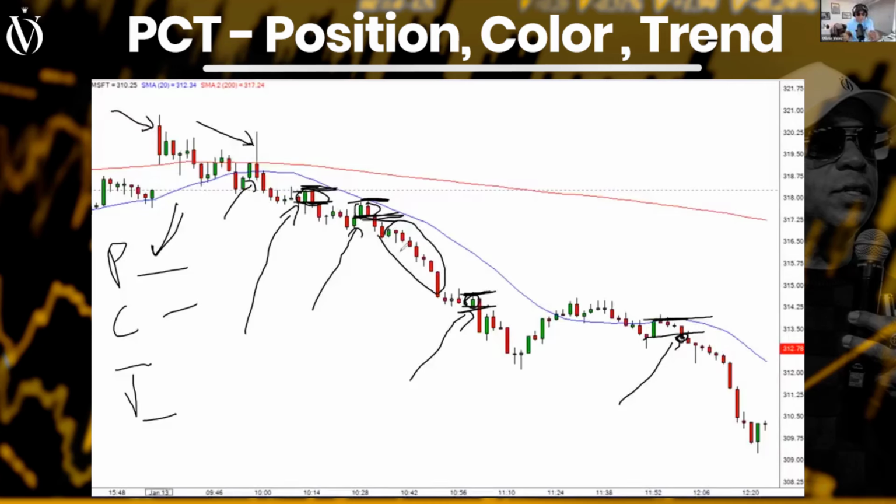The green can barely put in 2 green bars consecutively. Red's putting in 5 bars, 4 bars, 3 bars, 8 bars. You follow what I'm saying? So color is in my favor. And of course, what's the 20-period moving average doing? It's sloping down. I'm playing with the trend. No wonder every single color change works.